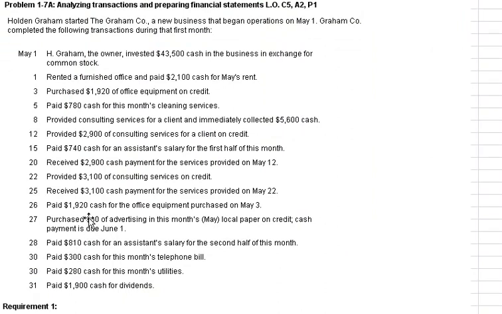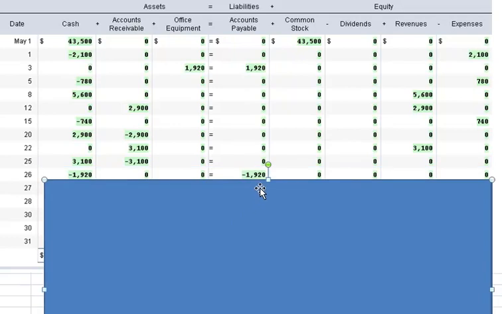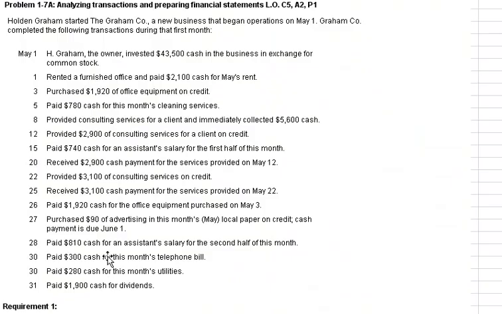All right, 26th, we paid $1,920 cash for the office equipment on May 3rd. All right, well, the office equipment on May 3rd we purchased as a liability, so now we want to reduce that liability and also reduce cash. And again, the debits equal the credits, or a better way to say that at this point in our knowledge is that the accounting equation is in balance because we reduced cash by $1,920. We also reduced liabilities.